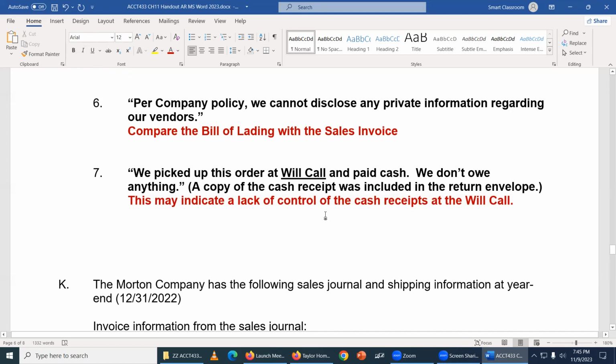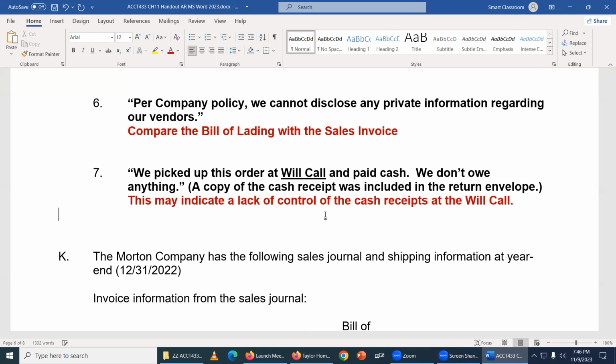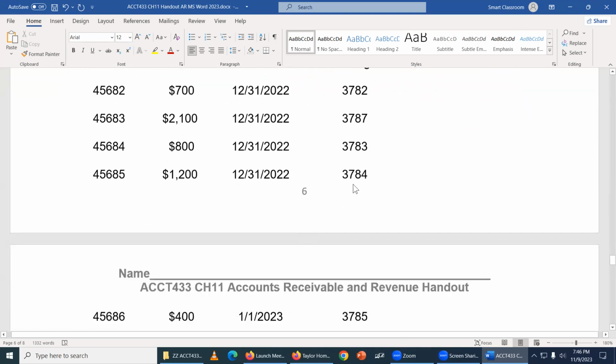You're paying cash, and if this doesn't come up before, they may even have somebody in accounts receivable that's writing them off. They're taking the cash, putting it in accounts receivable, and someone in accounts receivable is writing off the accounts receivable. So this could be even more serious. Okay.